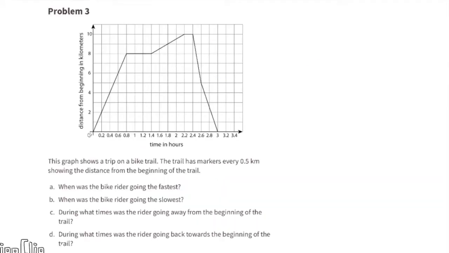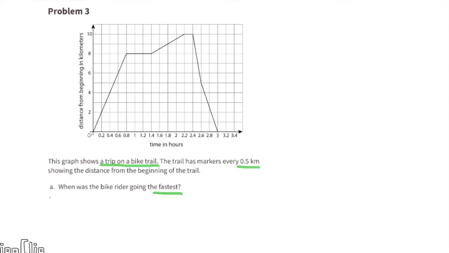Problem number 3. This graph shows a trip on a bike trail. The trail has markers every 0.5 kilometers, or half a kilometer, showing the distance from the beginning of the trail. A. When was the bike rider going the fastest? The horizontal axis, or the x-axis, is time in hours, and the vertical axis, or the y-axis, is distance from beginning in kilometers. Between 2.4 and 2.6 hours, the bike traveled 5 kilometers. So the bike rider was going the fastest between 2.4 and 2.6 hours.